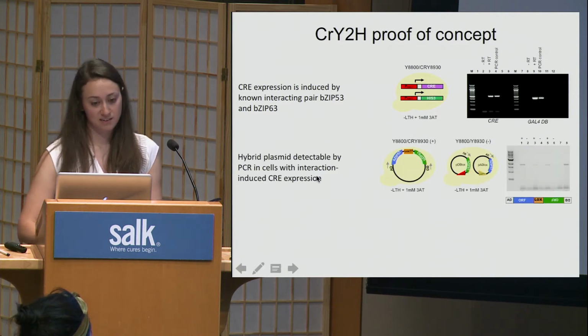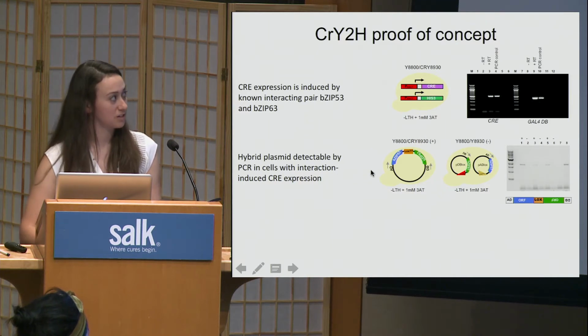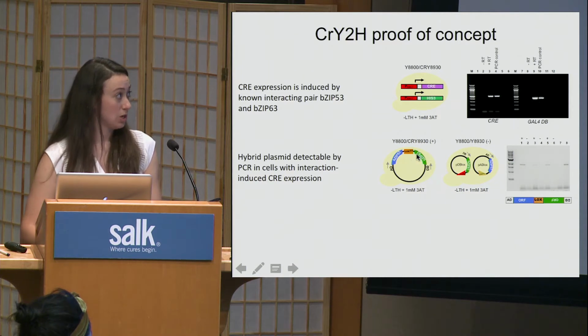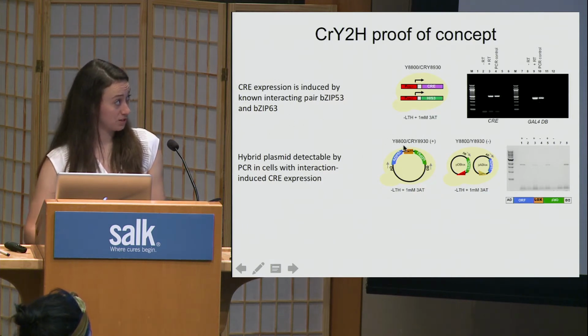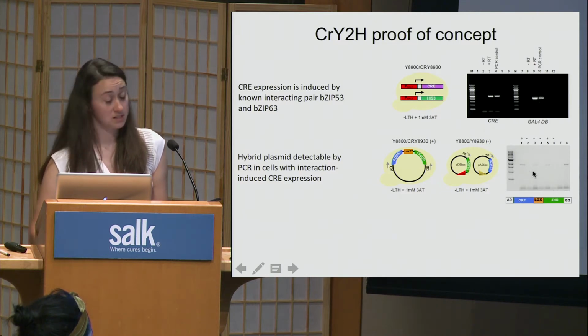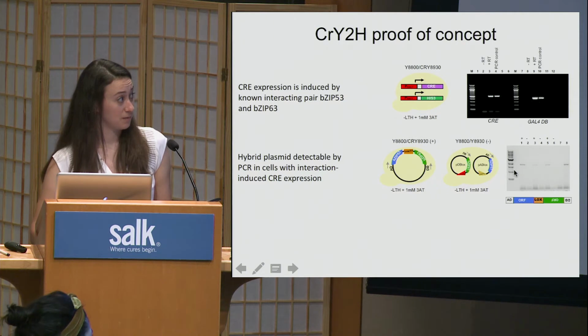And I next tested whether the hybrid plasmid in these recombined coding sequences were detectable by PCR by using the same interacting pair, which induced Cre expression. And as comparison, I also checked for this in cells that could not express Cre. And I saw that only in the cells that could express Cre, I was able to detect the recombined coding sequences.